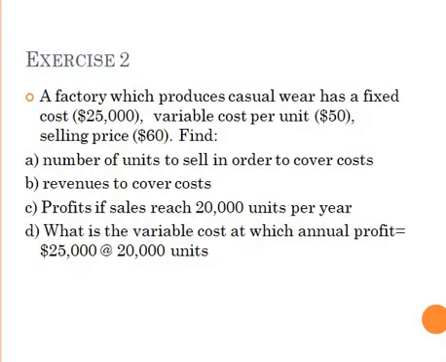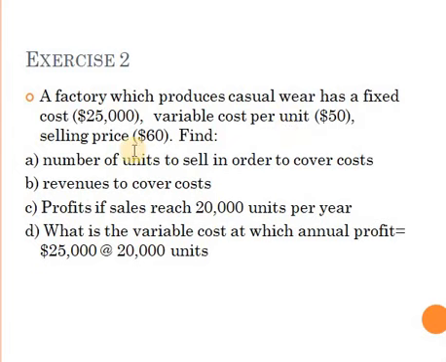Let's look at another example. Here we have a factory that produces casual wear. It has fixed costs of $25,000. Variable costs per unit are $50. So here I gave you the total variable cost per unit. I didn't specify that we have a part which is related to raw material, another part for labor. It is already given to you. If it wasn't, you would have to add the values as we did in the previous exercise.